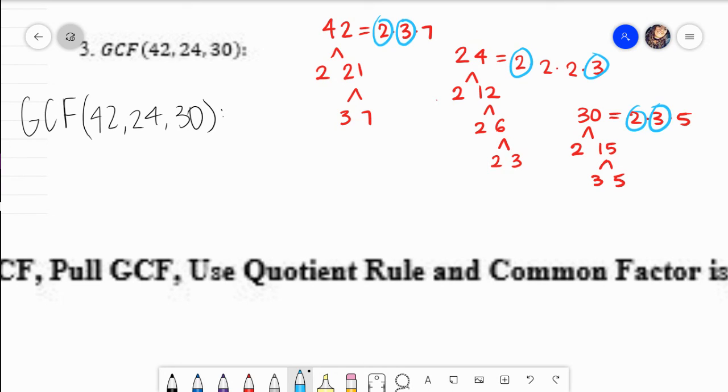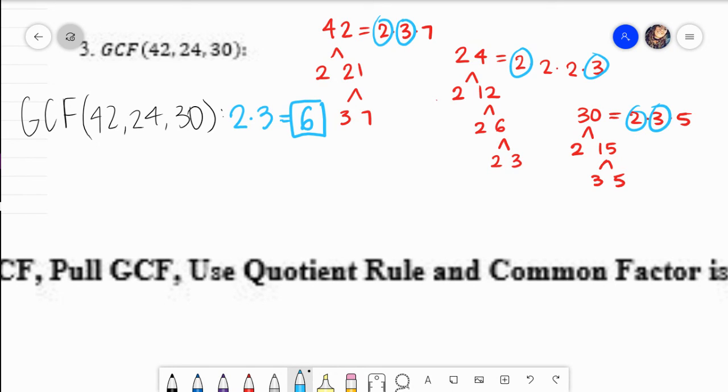So let's look at 24. I got 2s left, but I'm already out of other 2s to circle. Then if you look at your 30, I have 5, but there's not a 5 in 24, and there's not a 5 in 42. So that would mean that the only prime factors that they have in common are 2 times 3, which would give me 6. This is saying that the largest number that can equally divide 42, 24, and 30 is 6.